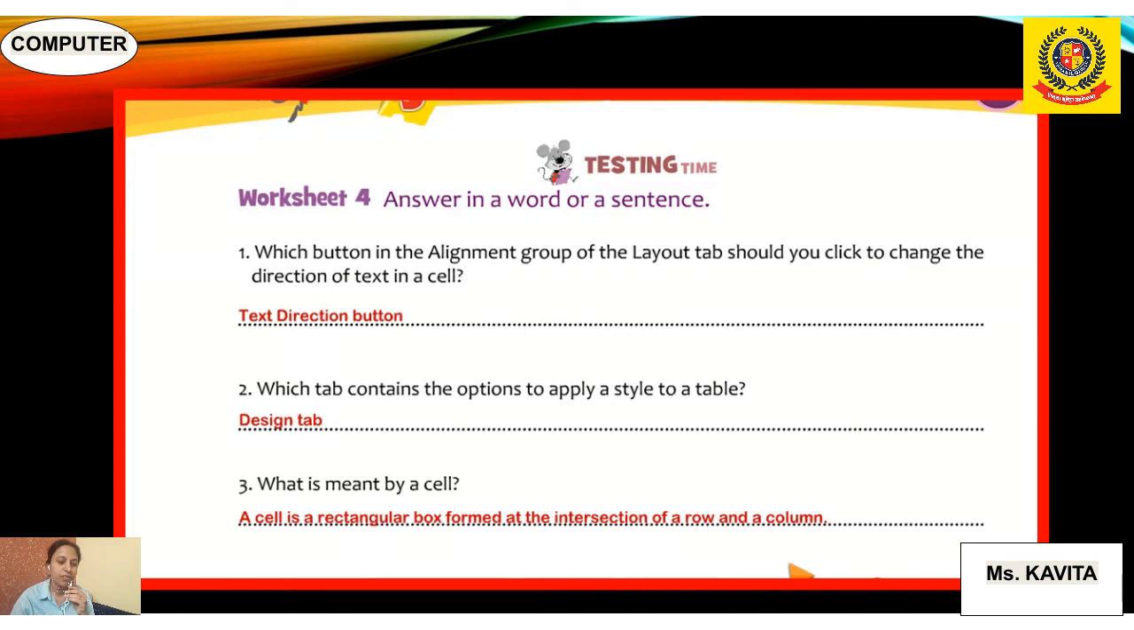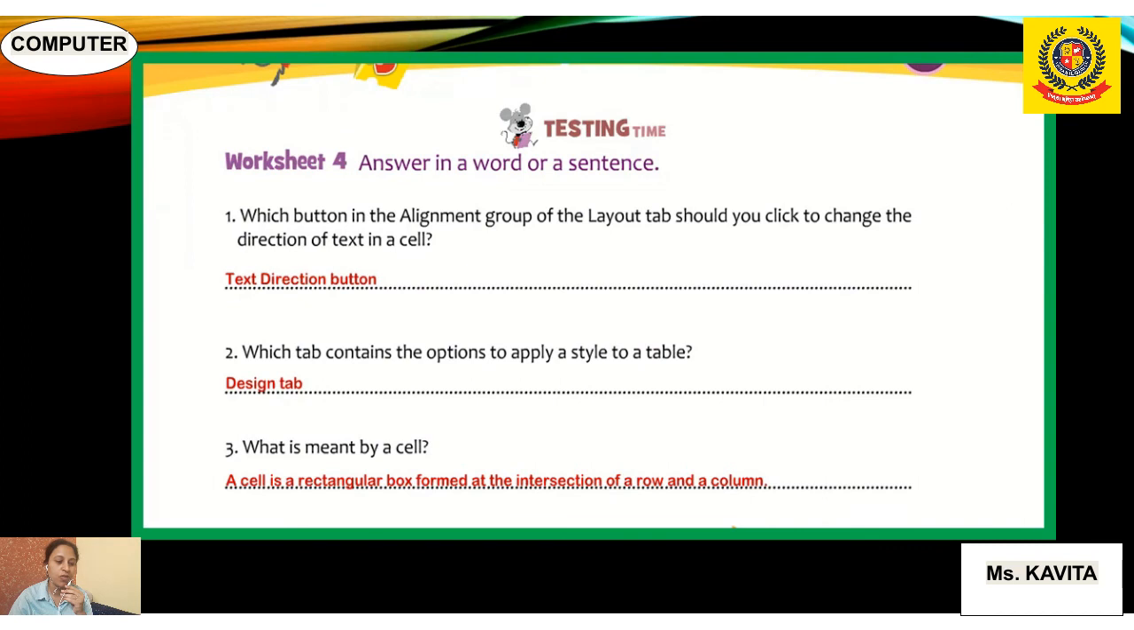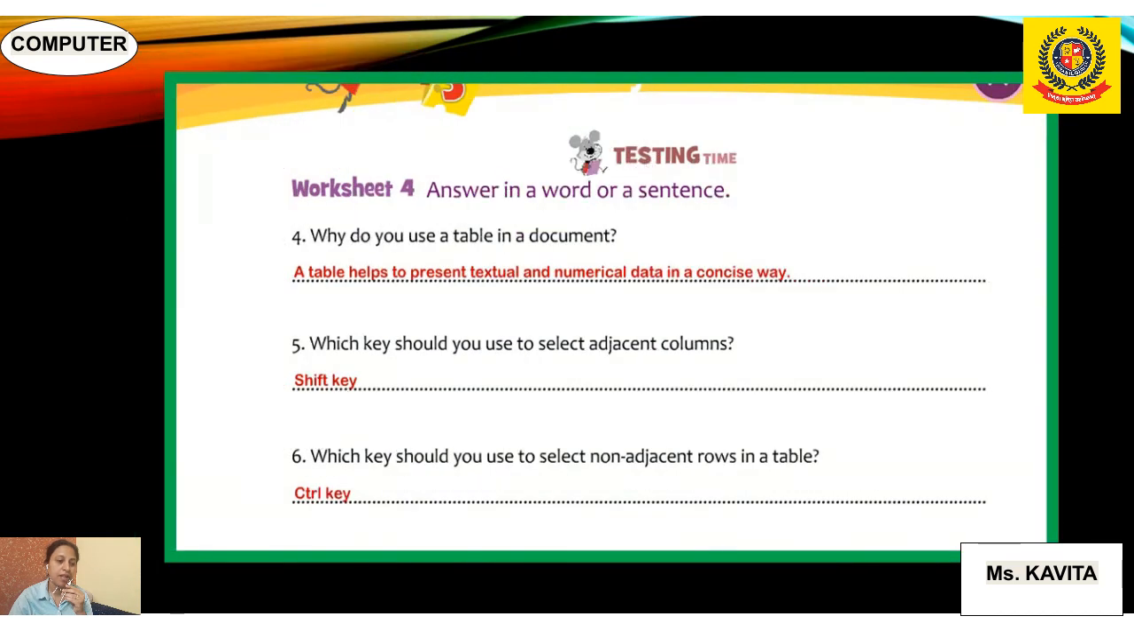Question number 4. Why do you use table in a document? A table helps to present textual or numerical data in a concise way. So why is table used? Table helps to present text or numerical data in a concise way.